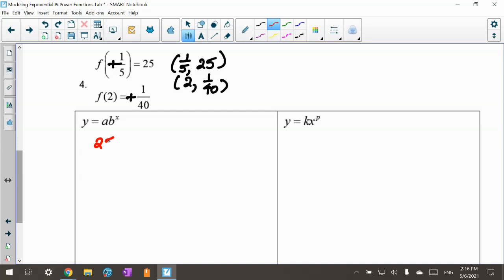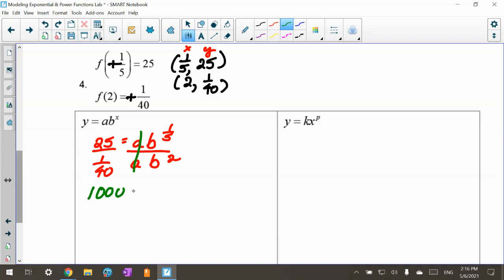So I have 25. Remember, my x and y: y equals a b to the x, where b we don't know yet. Let's try that again. a b to the 1/5, because that's my x and my y. It's a ratio, so we're going to divide. I'm going to do 140 over 25 equals a b to the 2 over a b to the 1/5. Then those will cancel out. So this comes out to be 1,000, so that's nice, equals b.